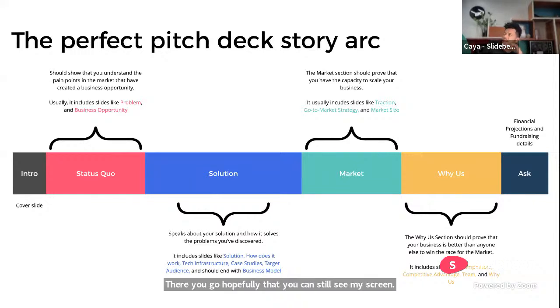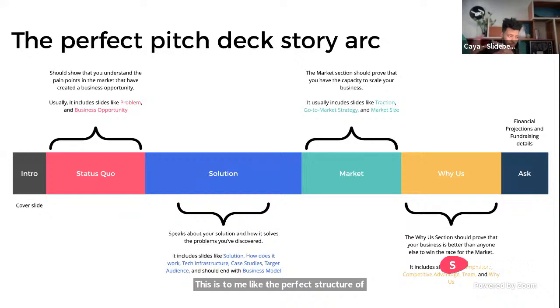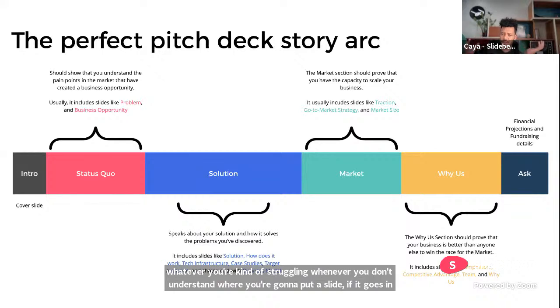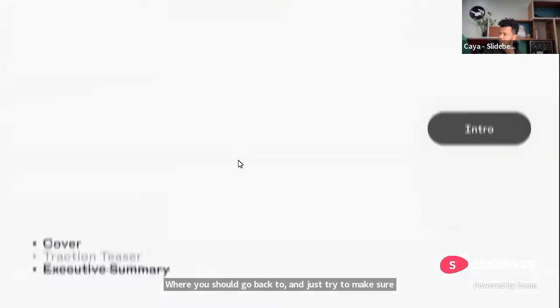Okay. Anyway, so pitch deck story arc. This is to me the perfect structure of slides. And I'm going to go through each one of these sections, but whenever you're struggling, whenever you don't understand where you're going to put a slide, if it goes in one section or the other, this is where you should go back to and make sure that the slides fit in their own home, right? So let's go over each one of these sections again.